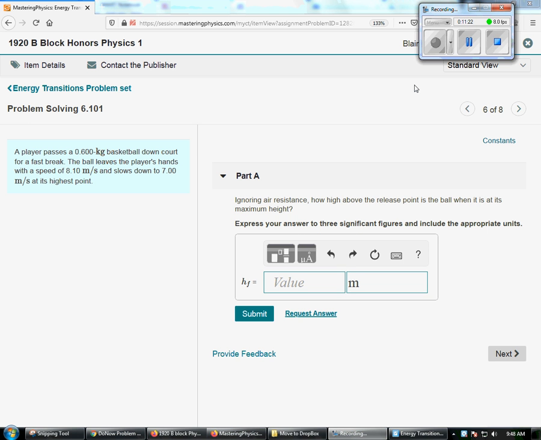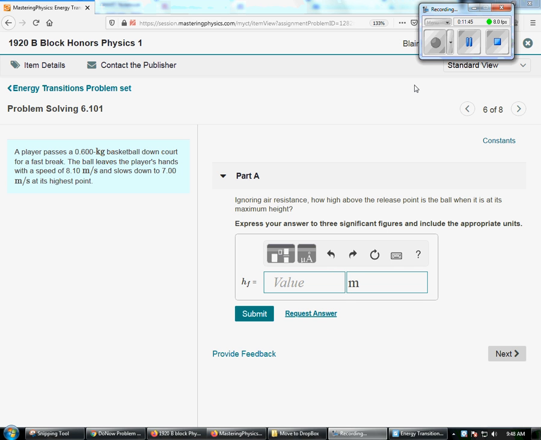Alright, so number 6. A player passes a fastball down court for a fast break. The ball leaves the player's hands at this speed and slows down to this at its highest point. Ignoring air resistance, good, no dissipated force. How high above the release point is the ball when it's at its maximum height?